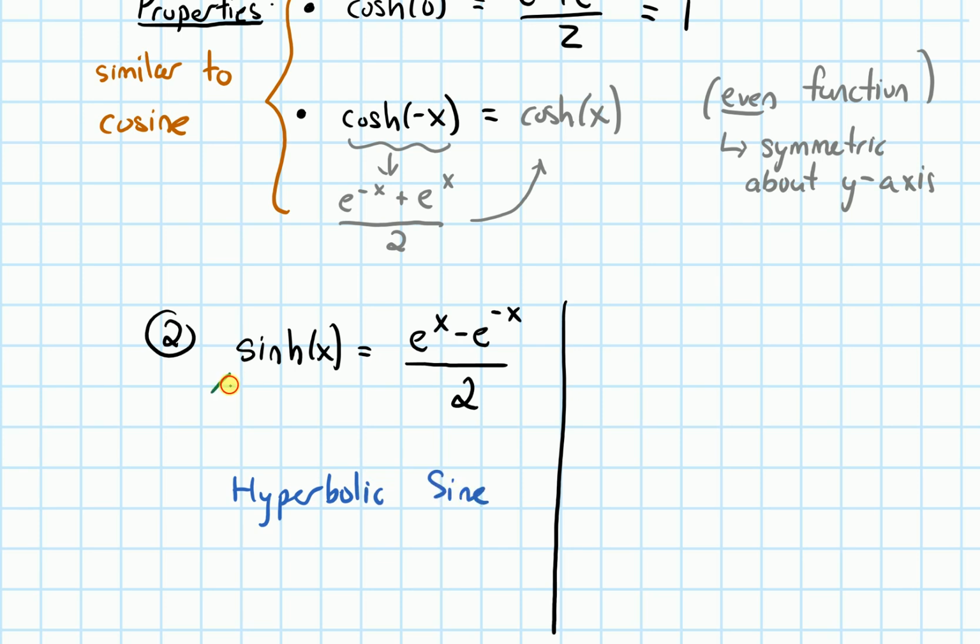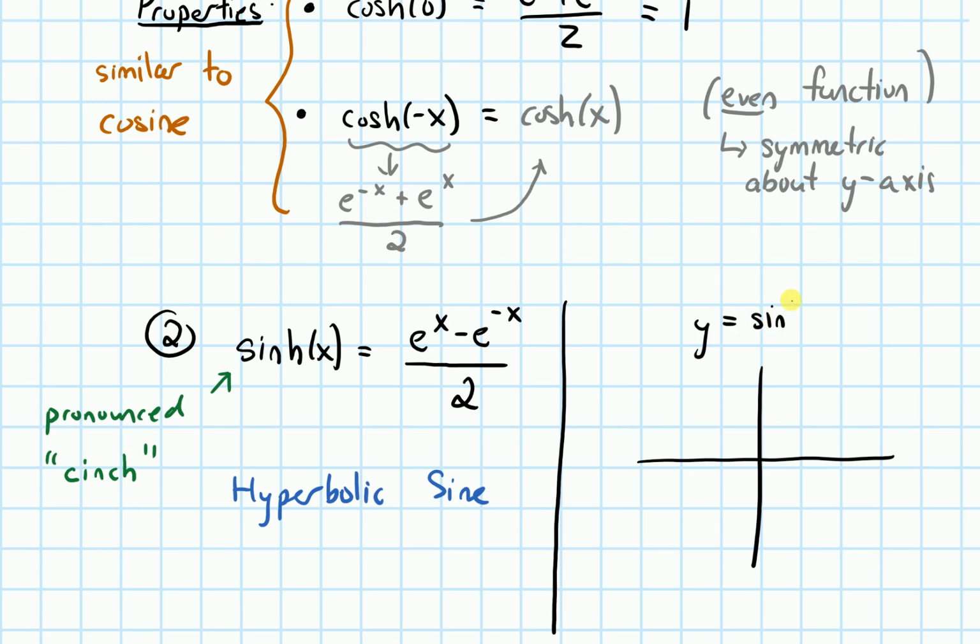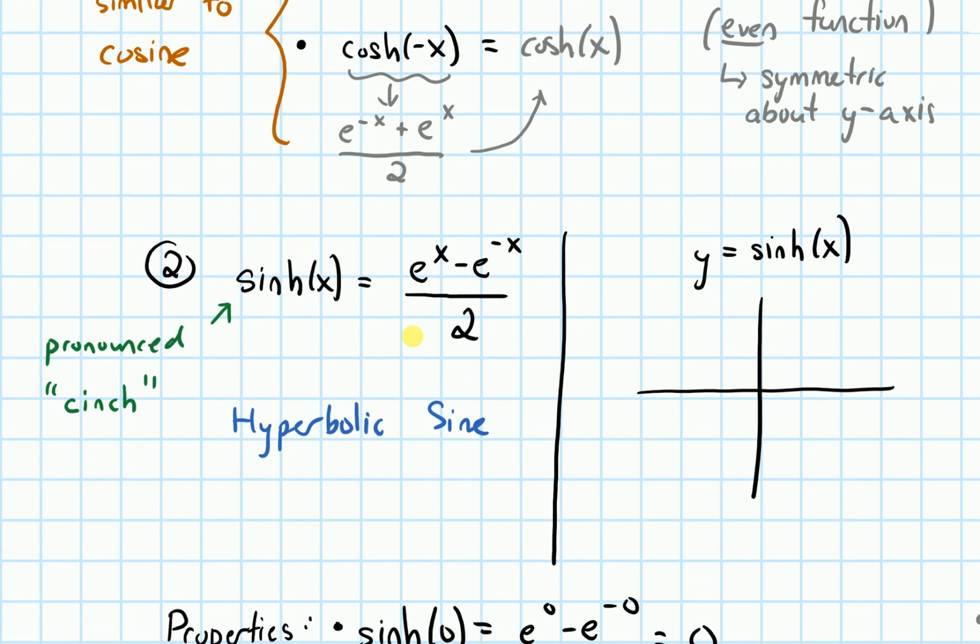And this is sometimes pronounced cinch. The way the word cinch is written is we actually write C-I-N-C-H. So this is pronounced cinch. So we have cosh and cinch. Alright, so now let's draw the graph of this. So I'll draw my xy axes. So let's draw the graph of y equals hyperbolic sine of x, or cinch x.